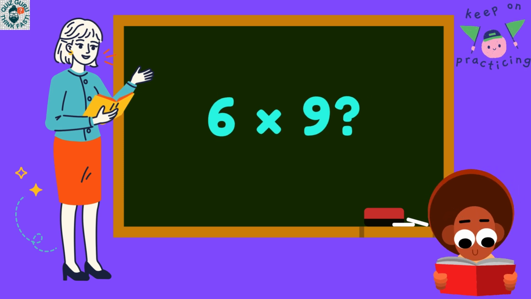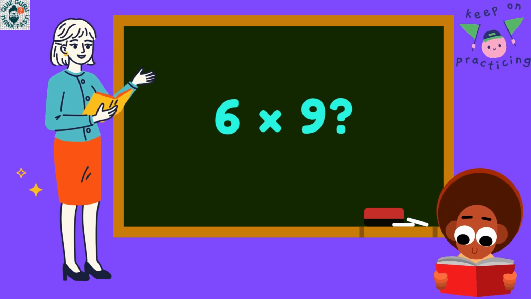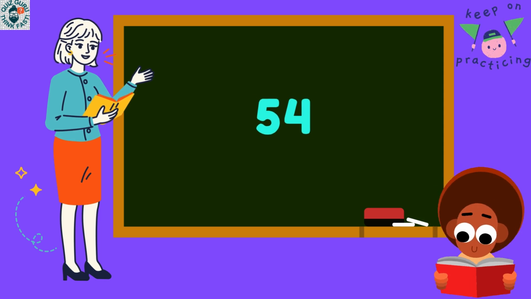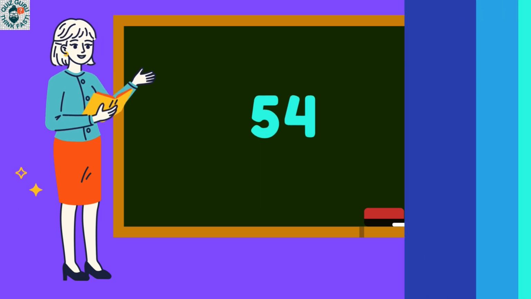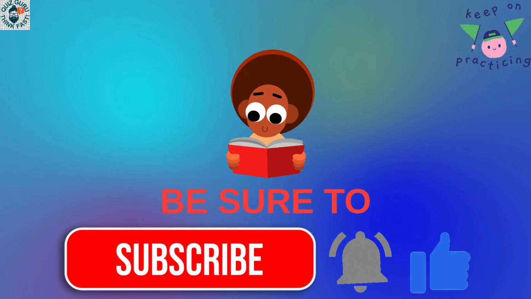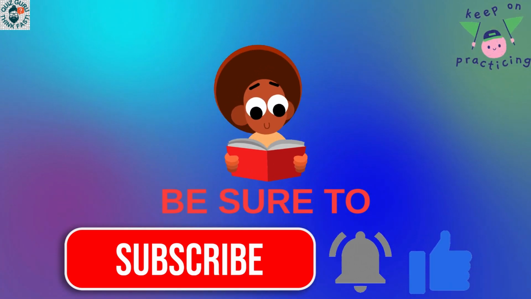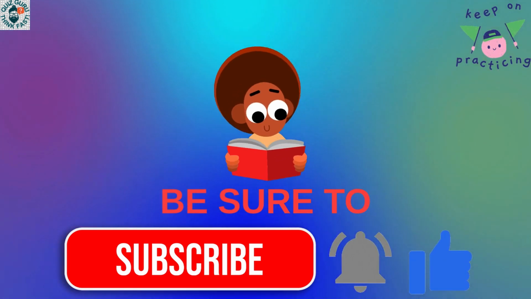What is 6 times 9? It's 54. Awesome work, Math Stars! Keep practicing your multiplication tables to get even faster and sharper.